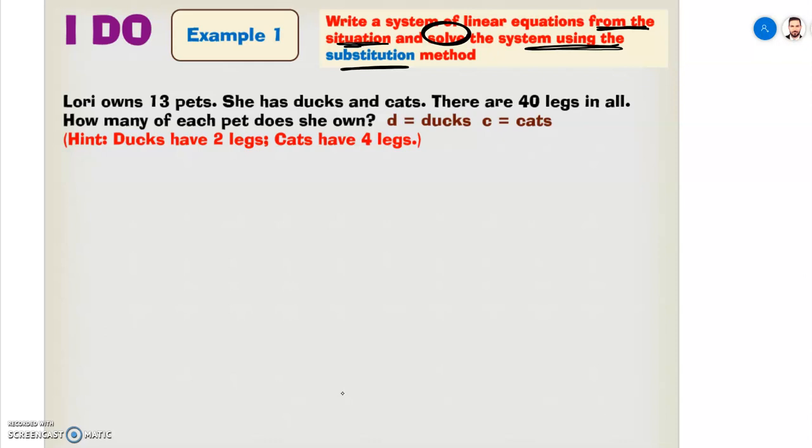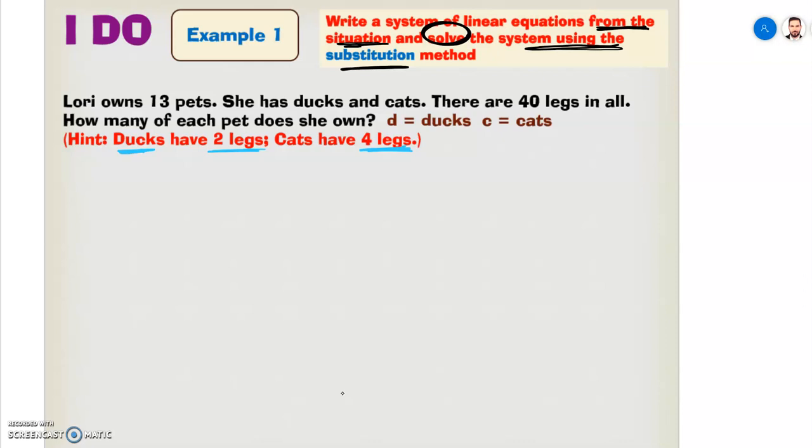Let's translate our question. Lori owns 13 pets. She has ducks and cats. There are 40 legs in all. How many of each pet does she own? Remember, D for ducks, C for cats, and the ducks have 2 legs, and as we said yesterday, the cat has 4 legs. How can we translate it?